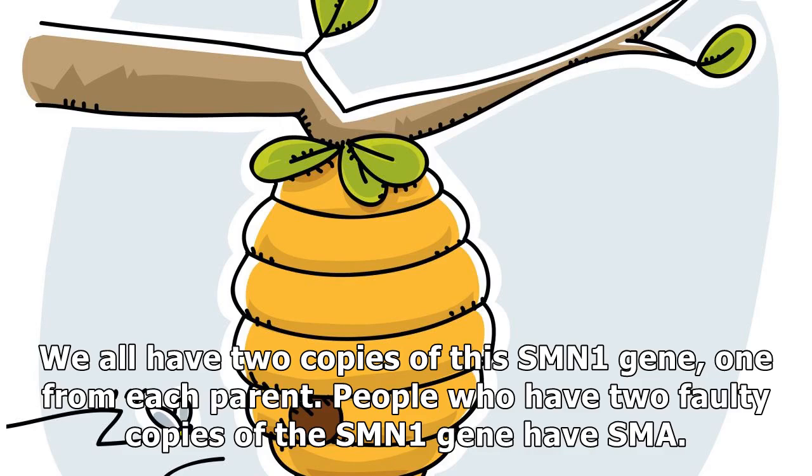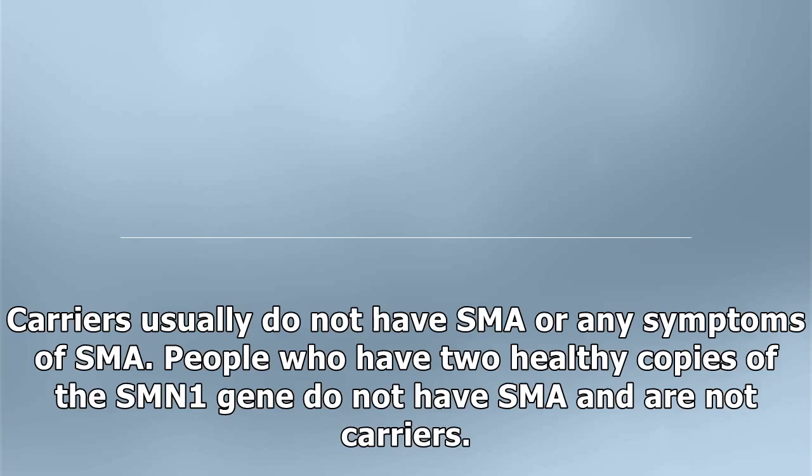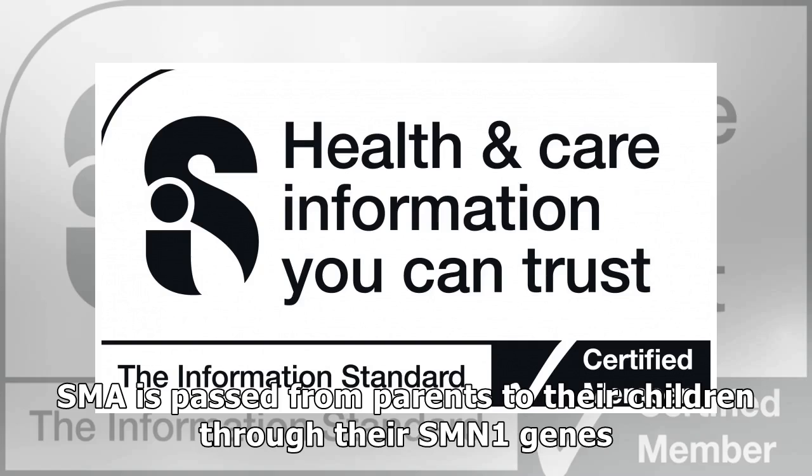We all have 2 copies of this SMN1 gene, one from each parent. People who have 2 faulty copies of the SMN1 gene have SMA. People who have 1 faulty copy of the SMN1 gene are carriers of SMA. Carriers usually do not have SMA or any symptoms of SMA. People who have 2 healthy copies of the SMN1 gene do not have SMA and are not carriers. SMA is passed from parents to their children through their SMN1 genes.